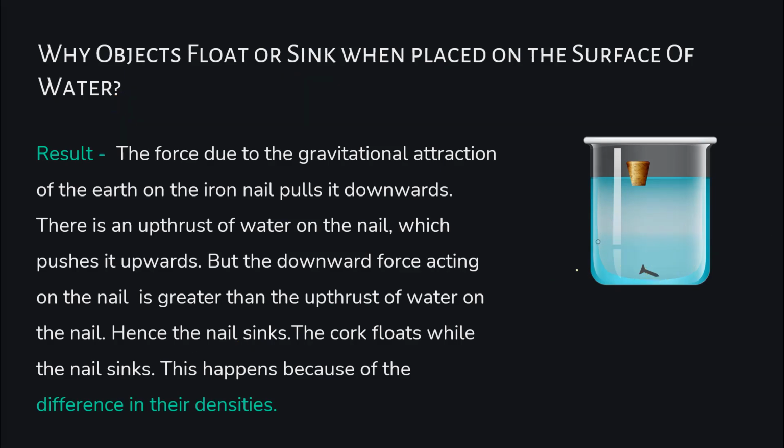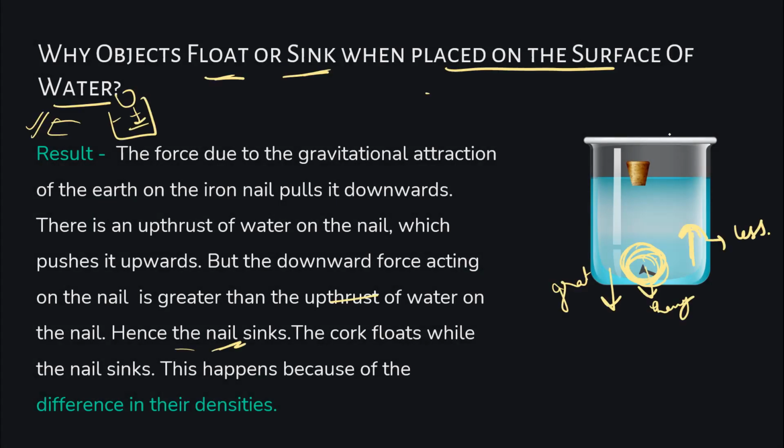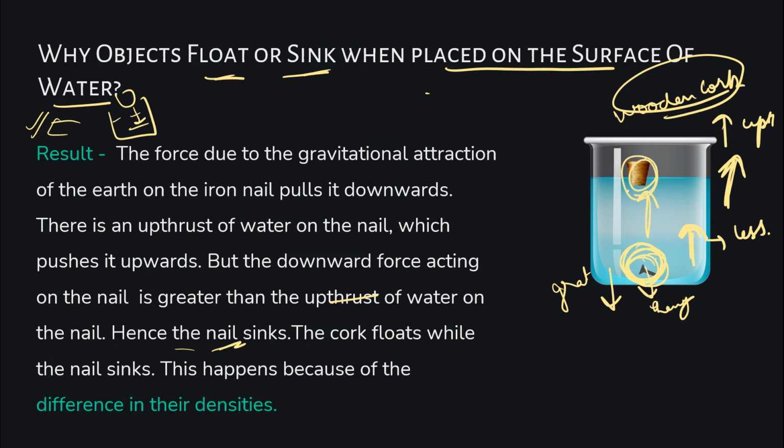And which item will float? If something is floating, what does that mean? If an object is floating, for example, this wooden cork is floating, what does that mean? That upthrust is greater. The force acting in the upward direction is so much larger that it is not letting this wooden cork sink, and the downward force is lesser, right? It has a lighter mass, right? This happens because of the difference in their densities. Because density is your mass upon volume, right?